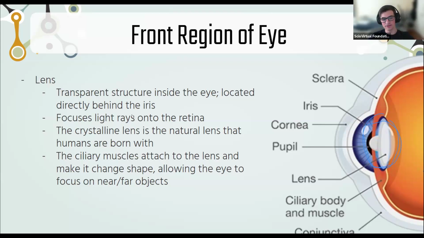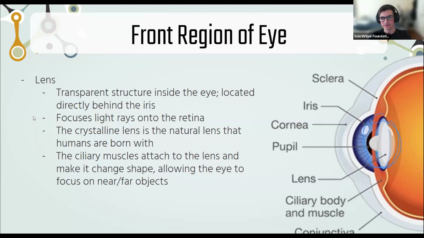But yeah, it focuses light rays onto the retina so that you can properly make an image of what you're seeing and then translate that to the brain. The ciliary muscles attach onto the lens and they compress it or contract it so that we can change the focal length of the lens itself. And by changing the focal length, we can adjust where the image is going to be and if it's properly in focus with the retina.